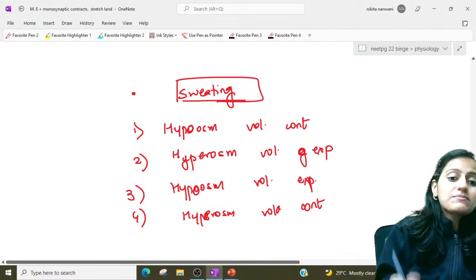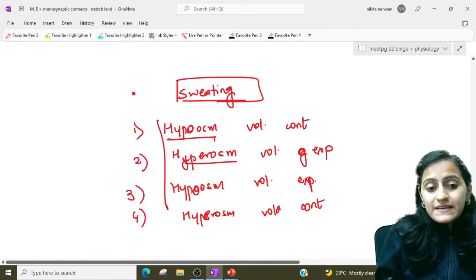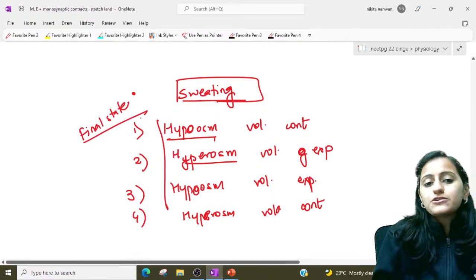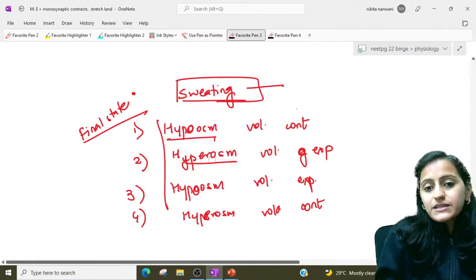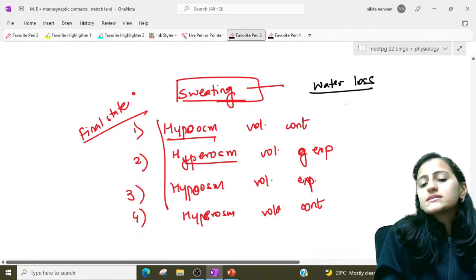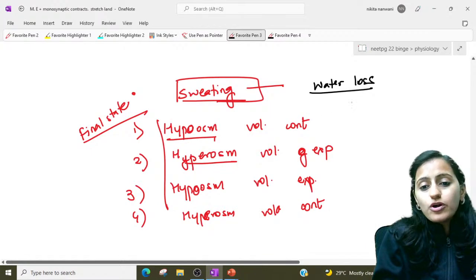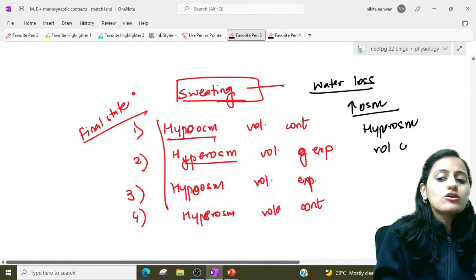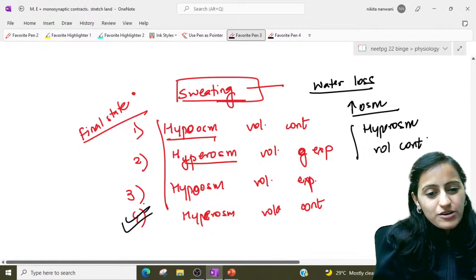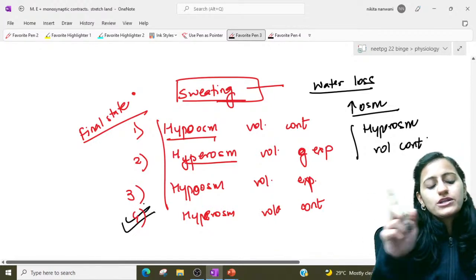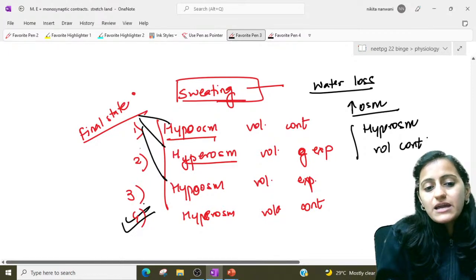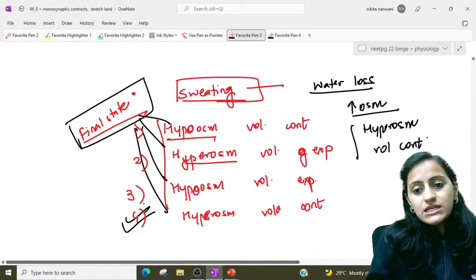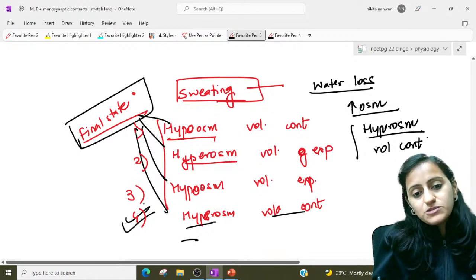See, as I mentioned in the table that we saw, this hypoosmotic, hyperosmotic is not what we are losing. This is the final state of the body. In sweating, what are we losing? There is water loss. That means we are losing water. What remains in the body is salt. So the osmolarity increases, so it is hyperosmotic. There is loss, so there is hyperosmotic volume contraction. The answer will be hyperosmotic volume contraction, because hypoosmotic or hyperosmotic is not the fluid that we are losing or gaining. This is the final state which is happening in the body.